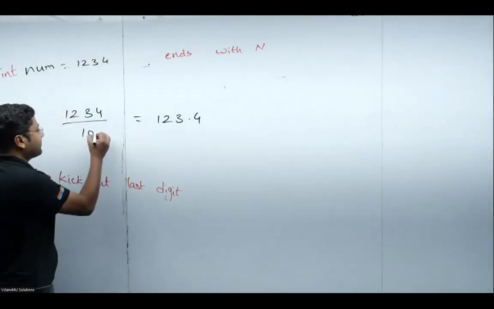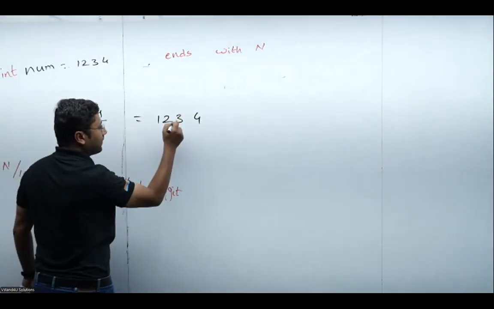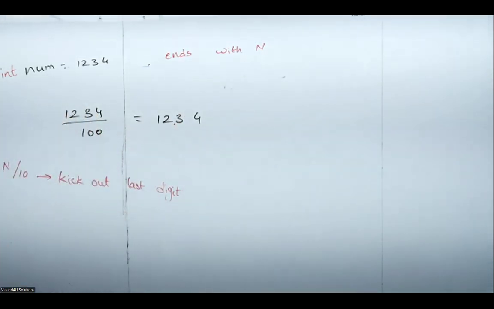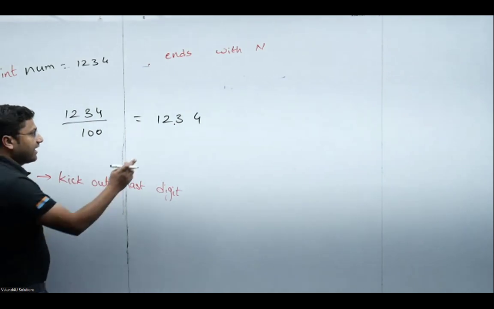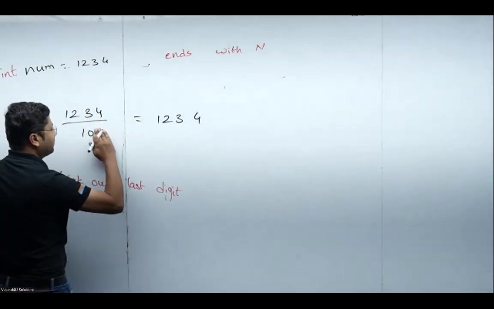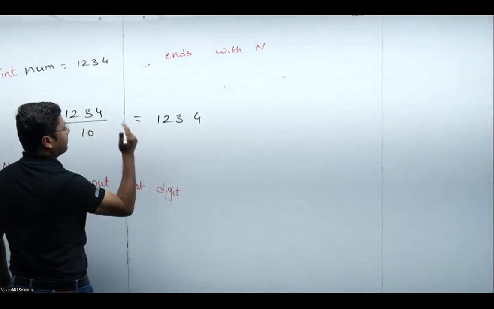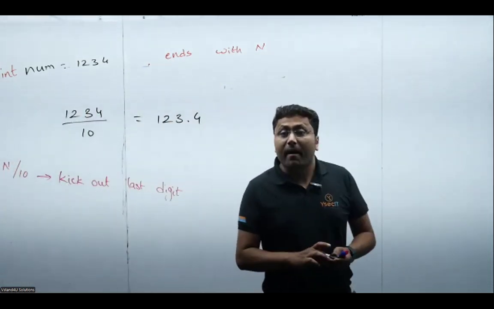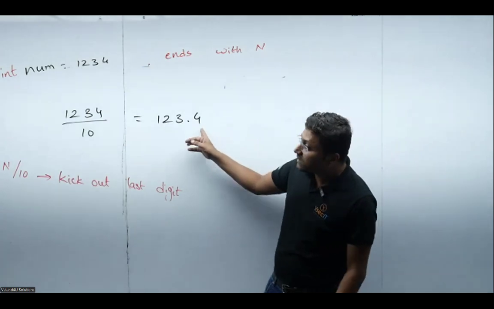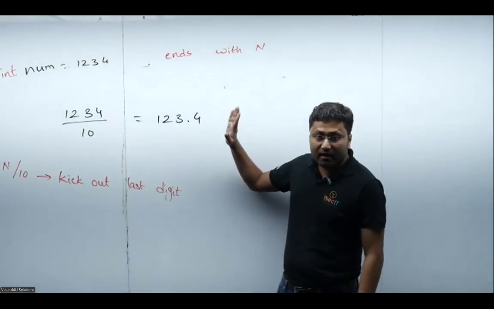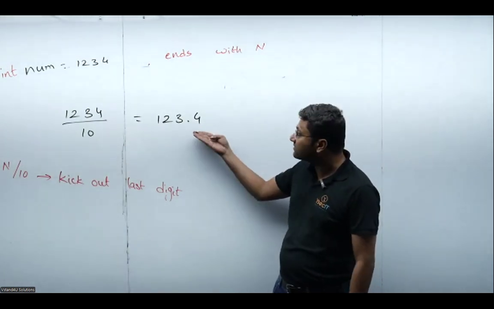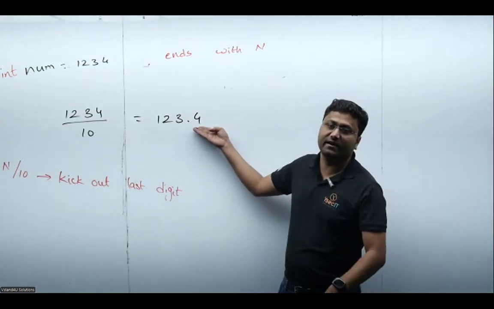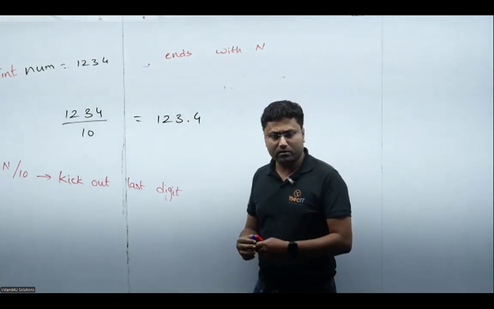If I divide with 100, agree? Yes or no? As of now, I'm focusing on dividing by 10 and getting one digit. Agree? My requirement is to read the last digit. If I do an arithmetic calculation, whatever the remainder is, that I need.